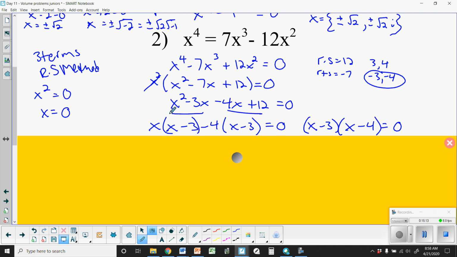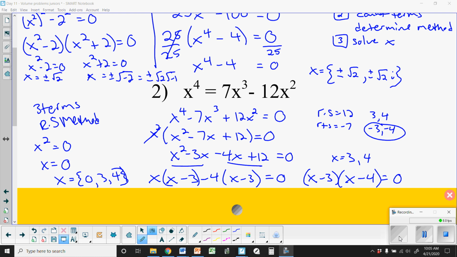So we know that it's going to be x equals 3, x equals 4. We have x equals 0. So if we put all these together, we have x equals 0, 3, 4. And remember that 0 happened twice. So we see 3 here, but really this was twice. We know that that's going to be a max or min on the x-axis. All right, moving on to the next one.